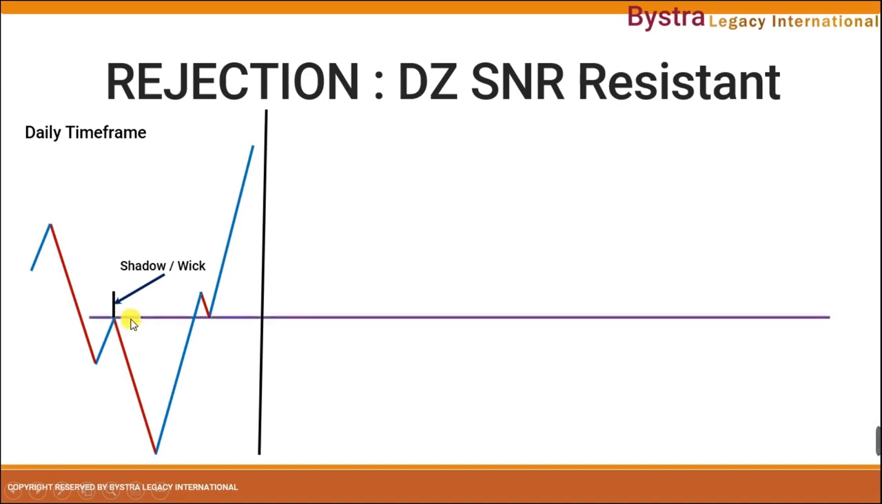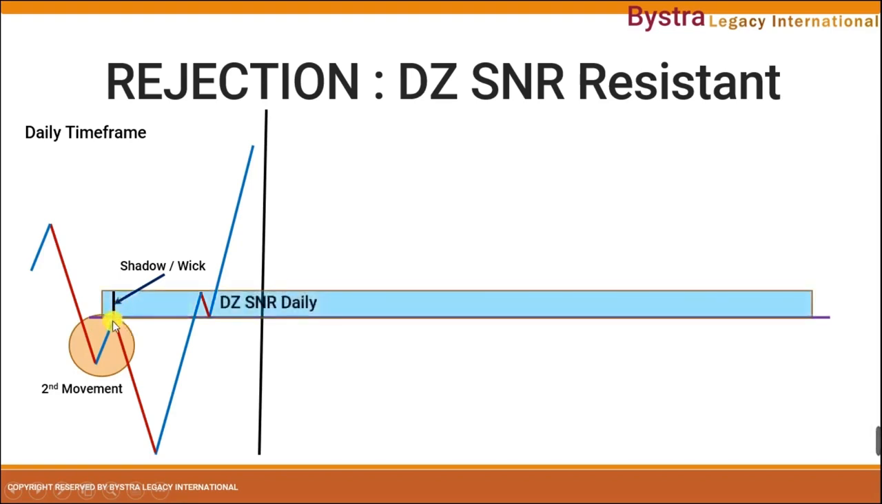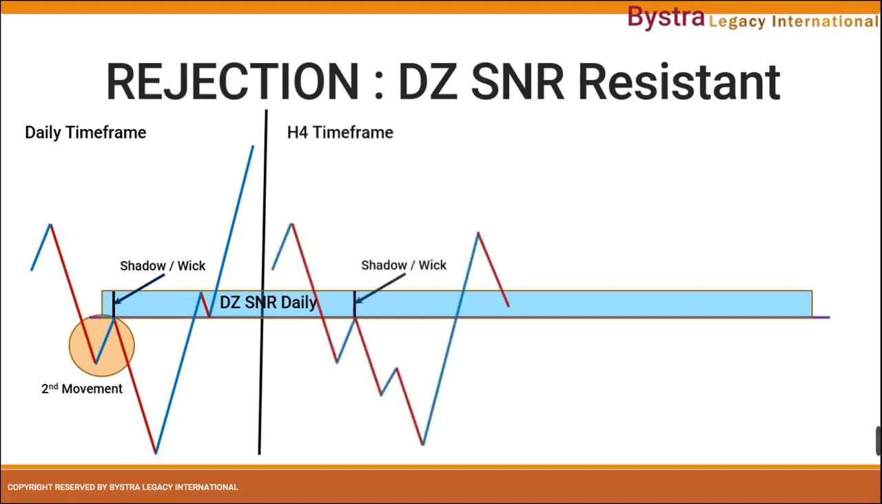So first we go to the line chart. We mark the horizontal line. And then we mark this as our second movement. And then we mark from the edge of the resistance all the way up to the shadow or the wick of the candlestick. Now let's move to the H4 time frame.